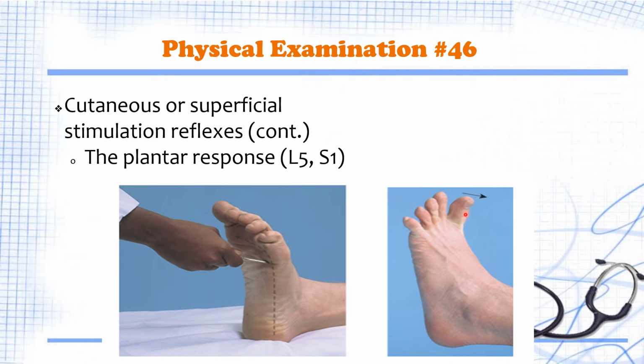Dorsiflexion of the big toe and fanning of the other toes is a present Babinski response, arising from a central nervous system lesion affecting the corticospinal tract. The Babinski response can be transiently found in unconscious states from drug or alcohol intoxication and during the postictal period following a seizure.